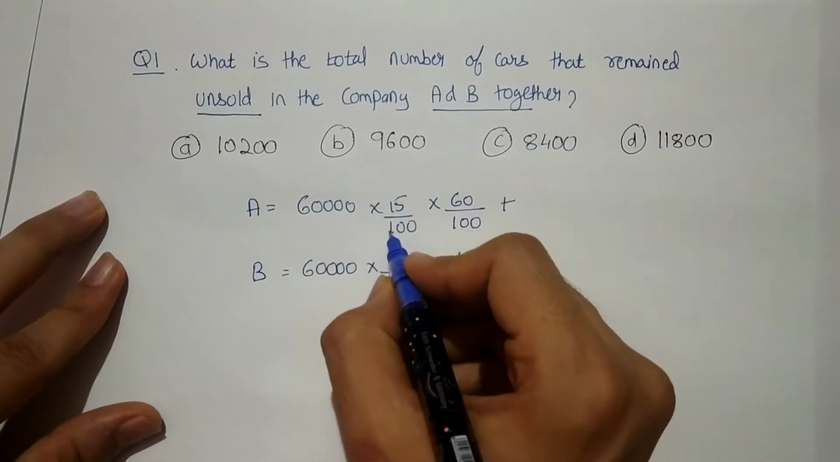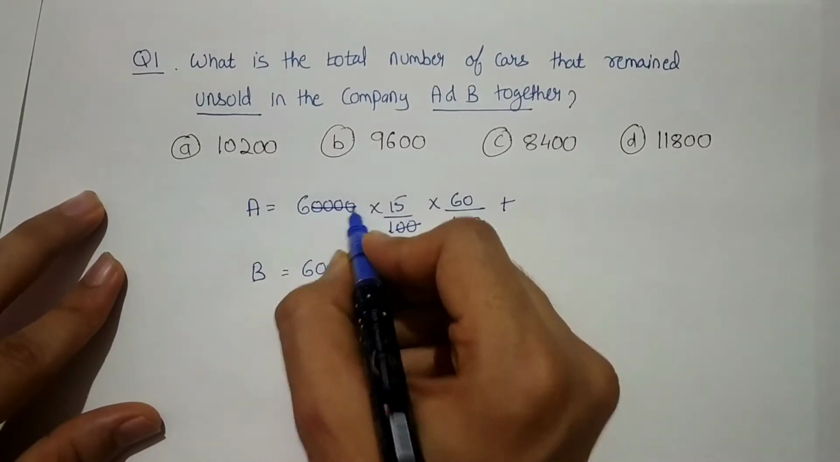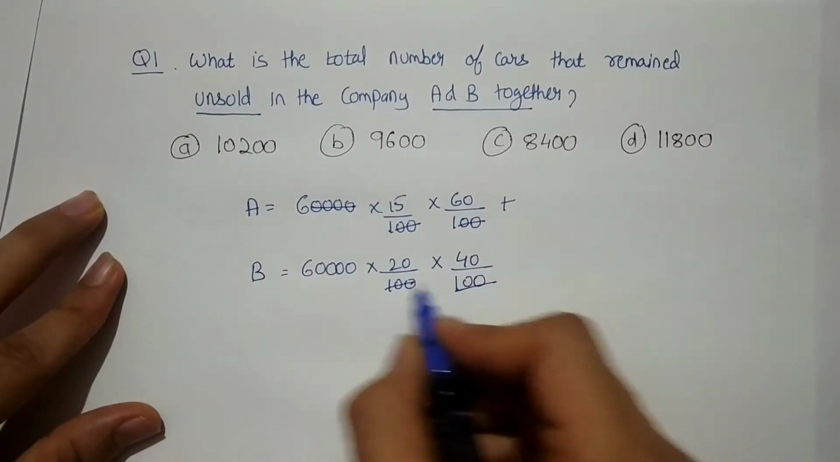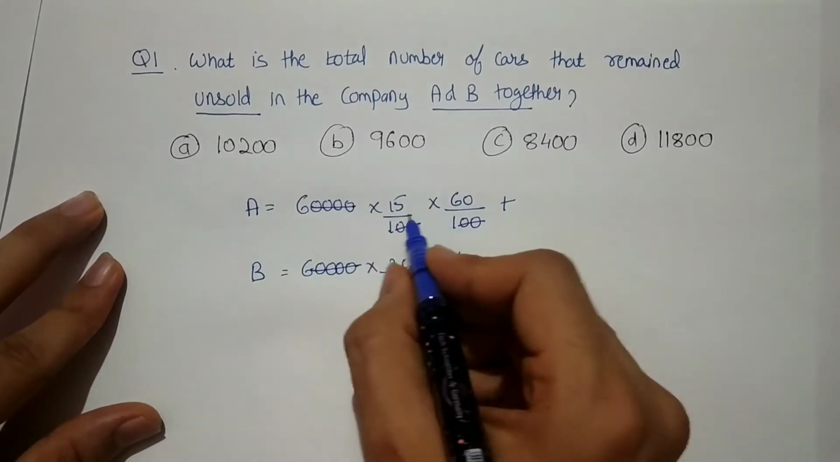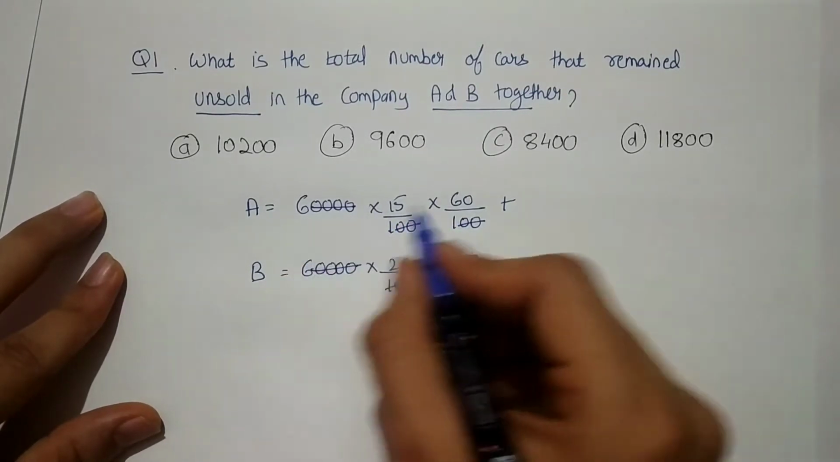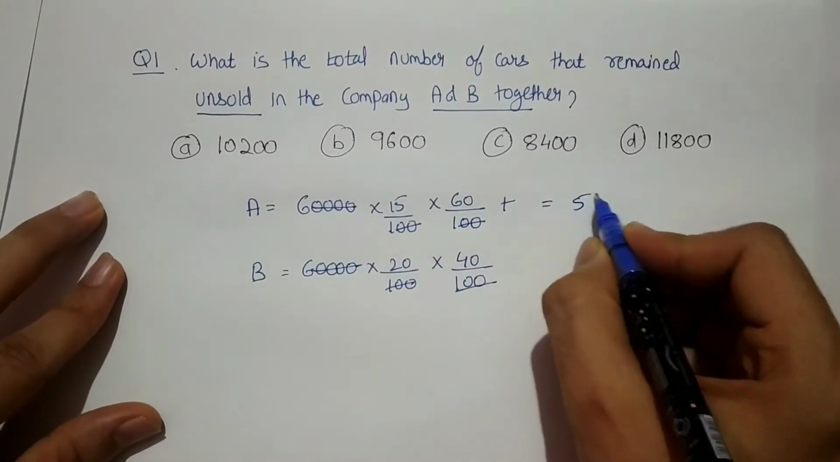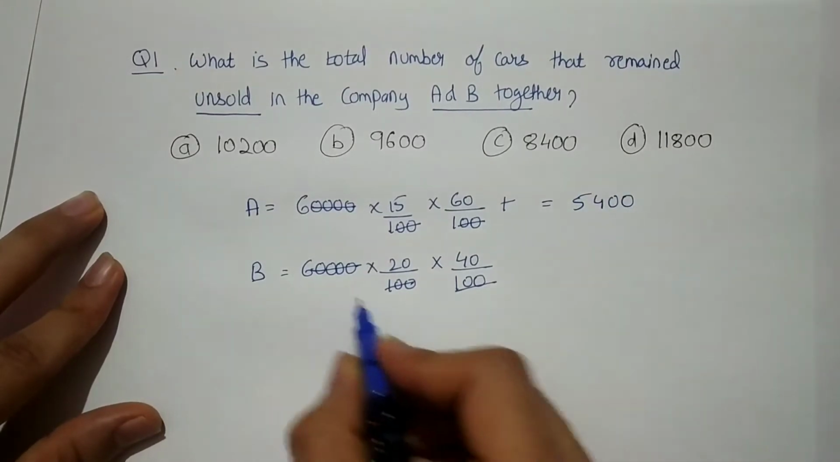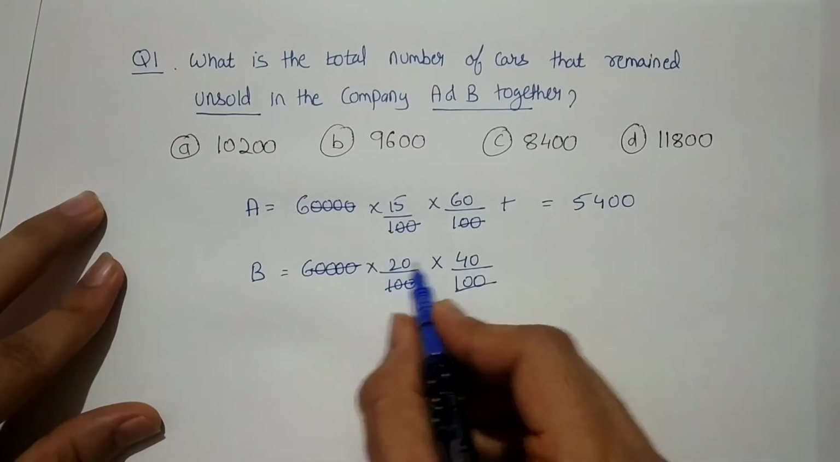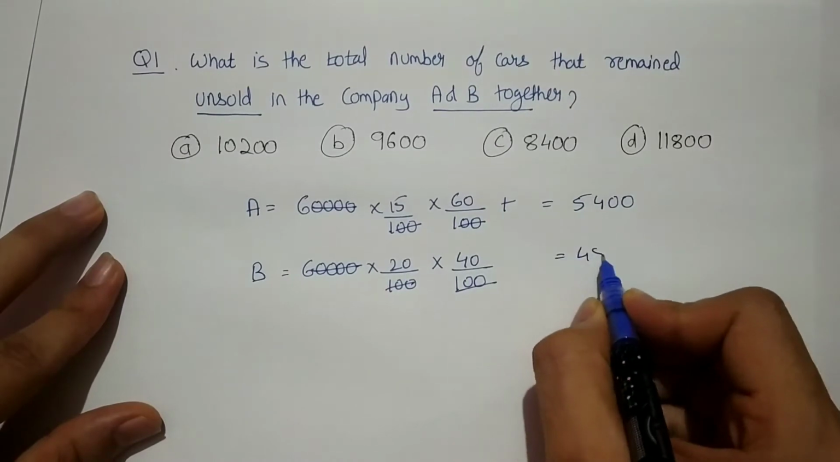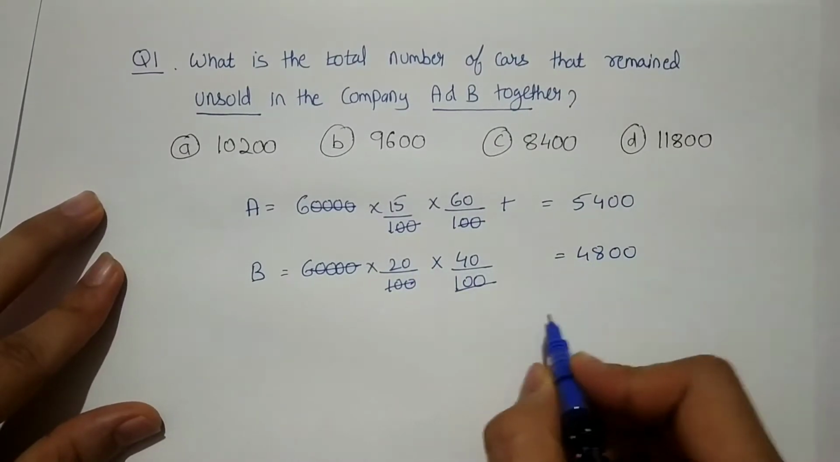Now let's see. So the zeros and the 100 get cancelled. So 15 into 6 is 90. 90 into 6 is going to give you 5,400. In the same way, 6 2s are 12, 12 4s are 48. So 48 and 2 zeros, that is 4,800.